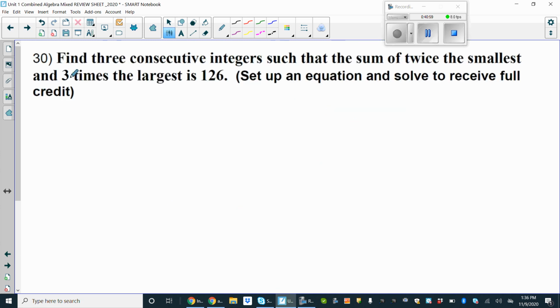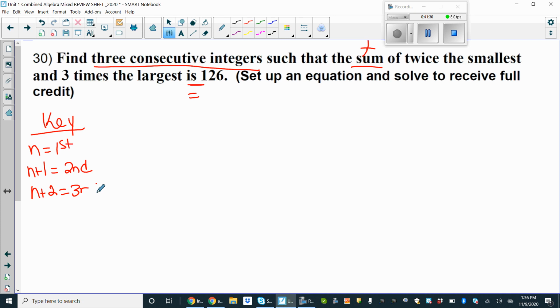So last, the question says, find 3 consecutive integers such that the sum, which is addition, of twice the smallest and 3 times the largest is, which is an equal sign, 126. So we first need to create a key for our 3 consecutive integers. Our first integer is n, n plus 1 is the second integer, and n plus 2 is your third integer. And the total is 126. So we're setting up an equation, and it has to equal 126.